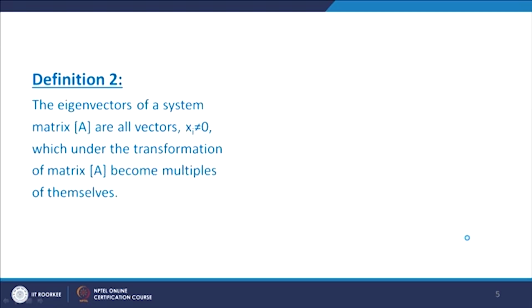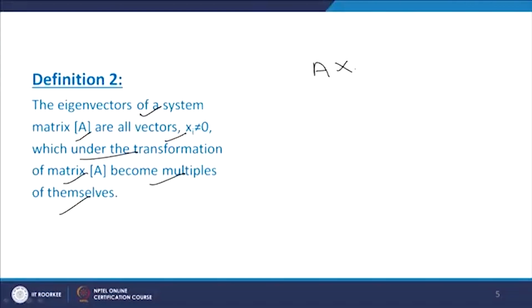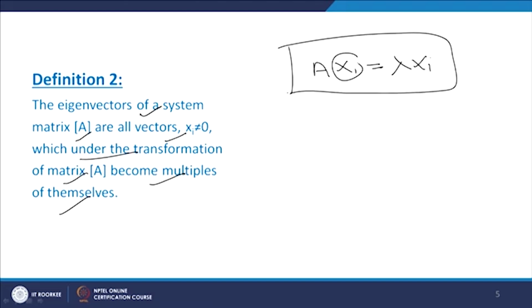Now another definition: eigenvectors of a system matrix A are all vectors xi not equal to 0, which under the transformation of matrix A become multiples of themselves. That means eigenvectors are non-zero, they can never be 0. It is mentioned that A operated on xi, a non-zero vector, becomes a multiple of itself. That means we can write A xi equals lambda xi.